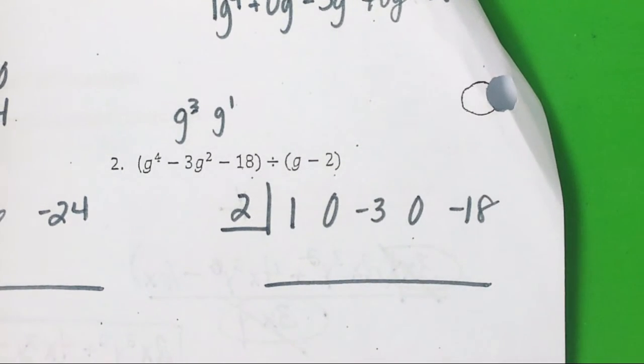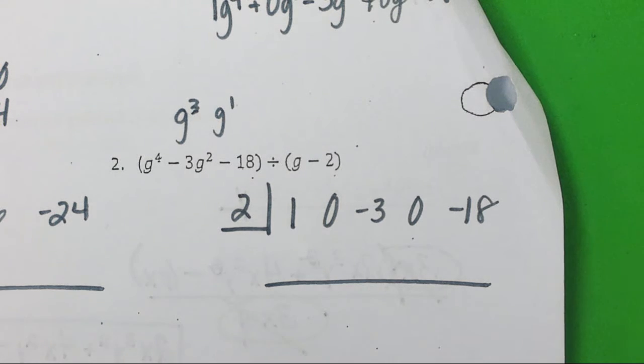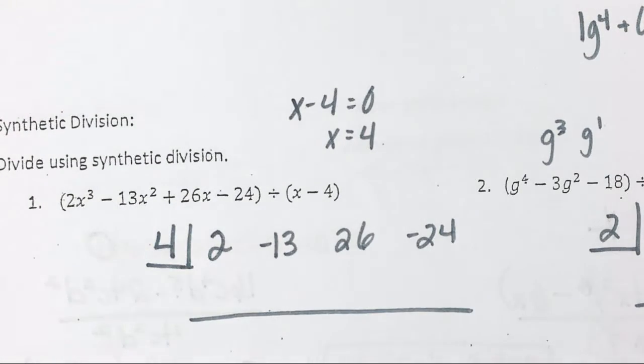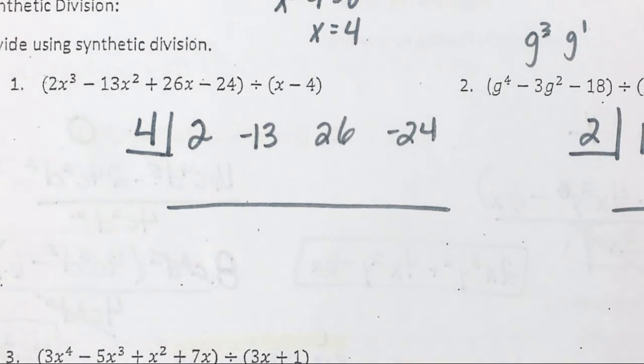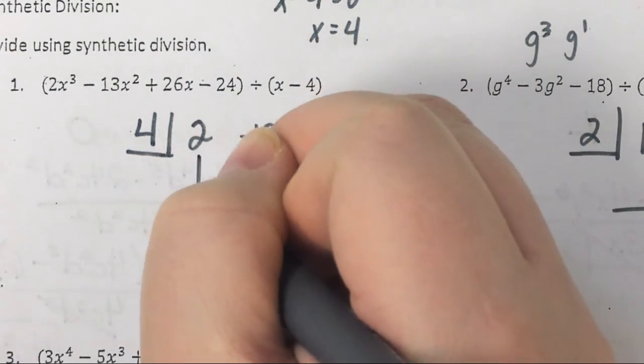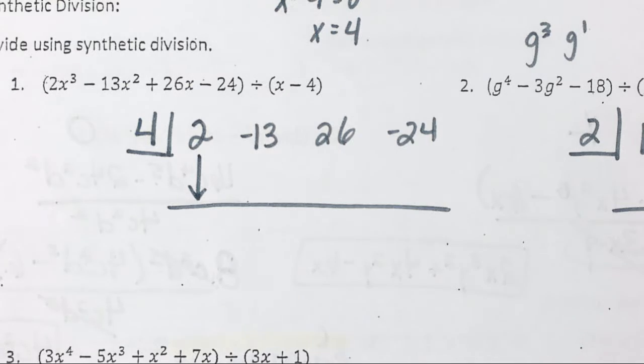So seriously, the hardest part of synthetic is setting it up. And then also remembering this weirdo method is a little difficult. Again, it's much faster than long division, but long division to me feels more natural. Okay, with synthetic division, we do some weird stuff. The first thing we do is we always drop down that very first term. So drop down your 2.